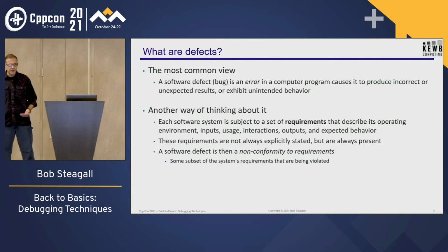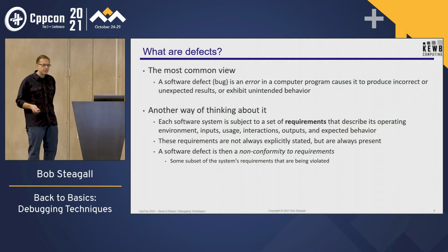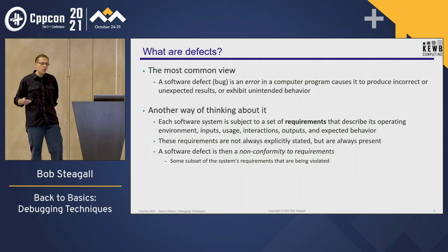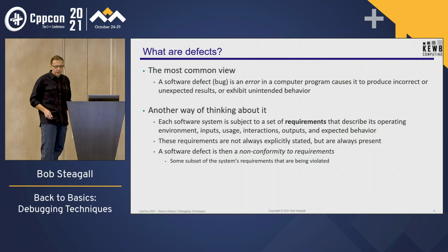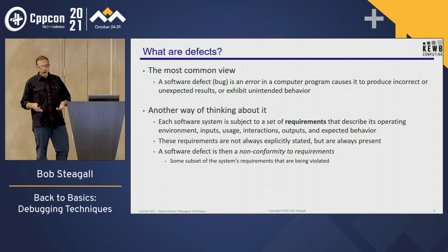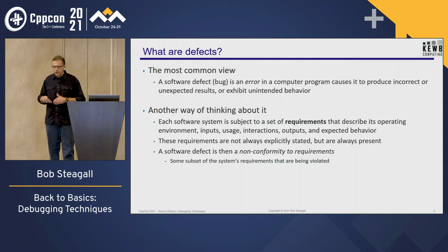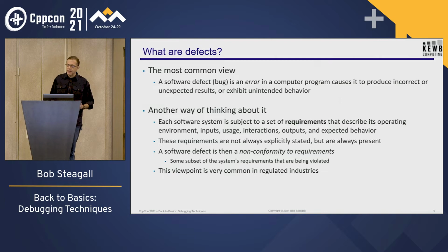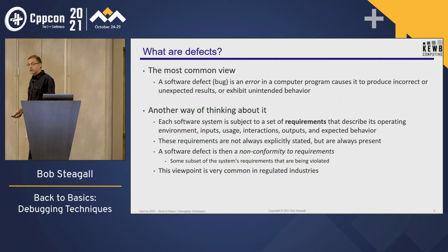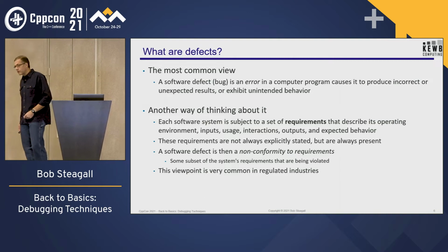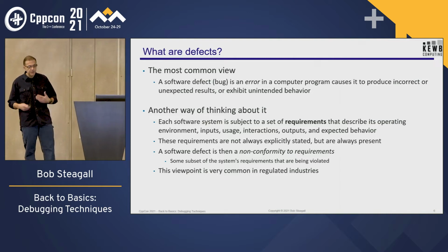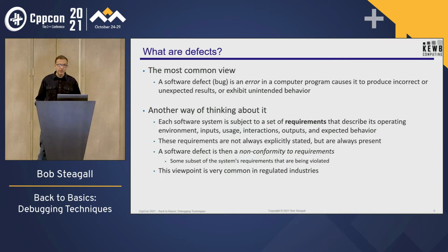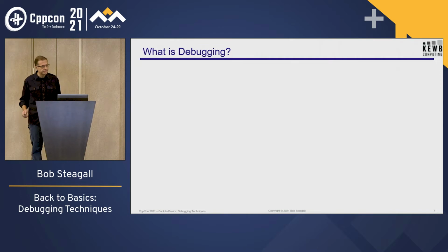Some subset of the system's requirements are being violated. As C++ programmers, we think about this as precondition violations or postcondition violations or invariant violations. So whichever way you think about it, we are violating some requirement that's been stated implicitly or explicitly. And if you ever happen to work in a regulated industry like medical devices, medical imaging, nuclear, aerospace, automotive, this is a very common viewpoint, and it's one that I think we should all adopt because it is useful to think about things in this way.